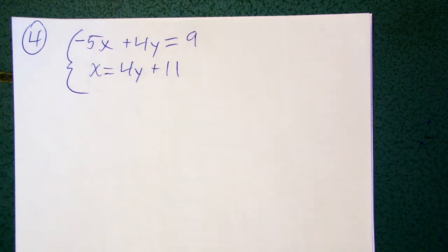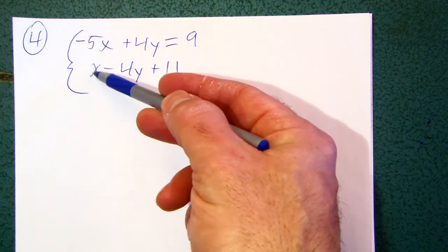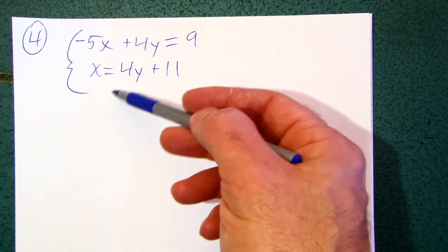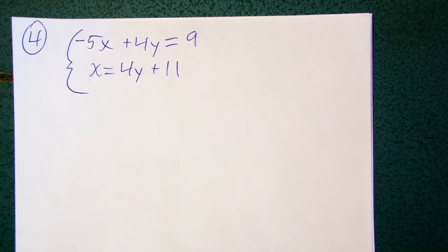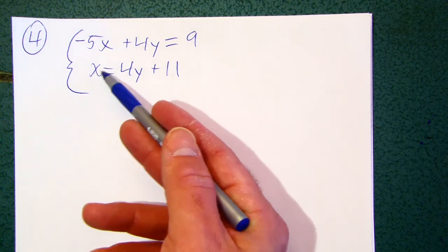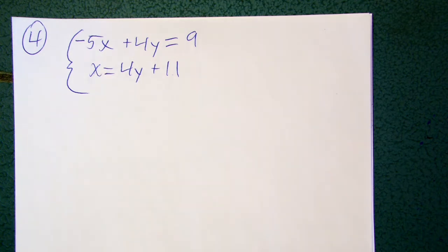Number 4 is kind of going to be the same story here. We got negative 5x plus 4y equals 9. And then x equals 4y plus 11. So again, going back to that dollar bill versus 4 quarters, x is like my dollar bill. 4y plus 11 is like my 4 quarters. They look different, but they're equal to each other. I can say that having a dollar bill is equal to having 4 quarters. It's the exact same amount of money.